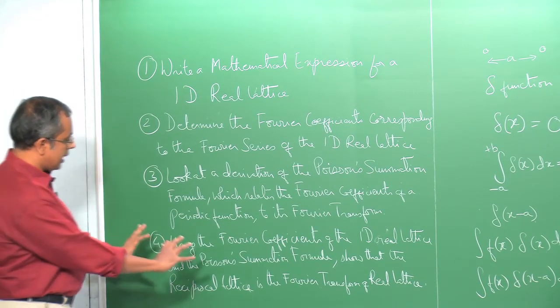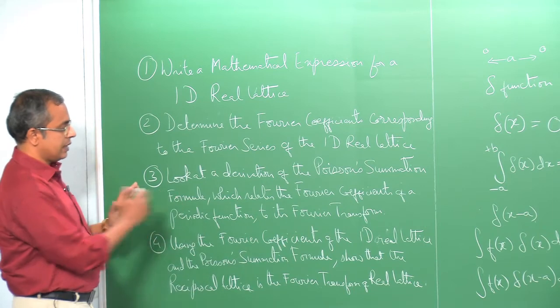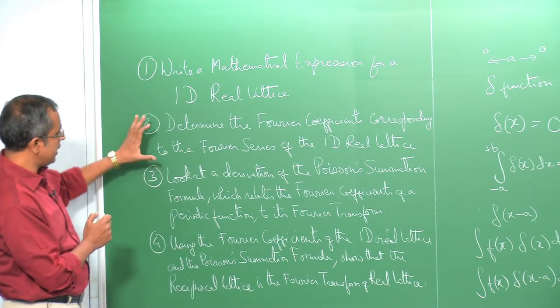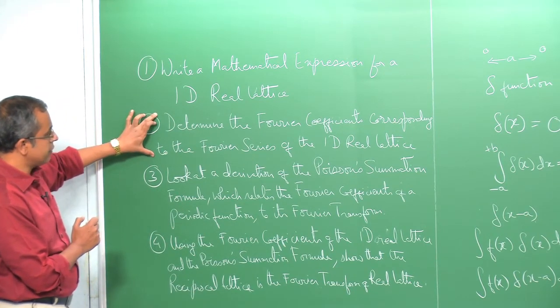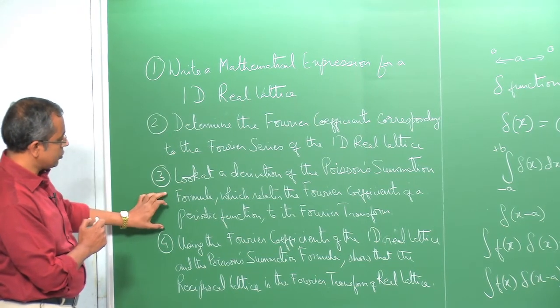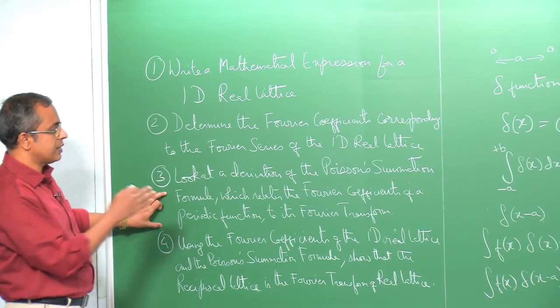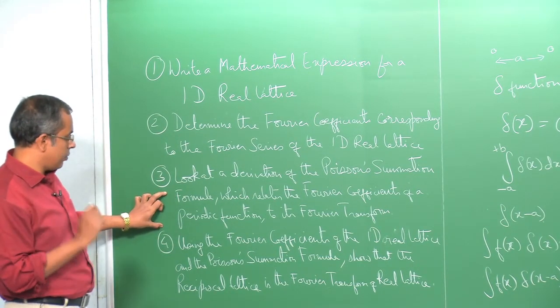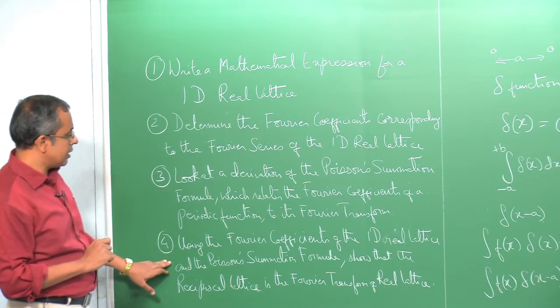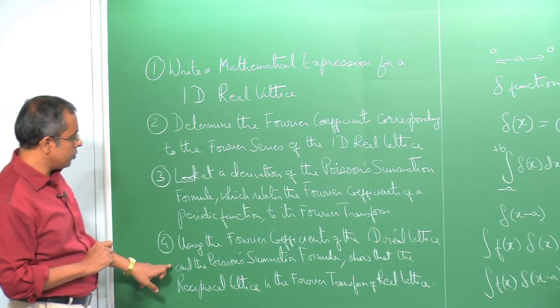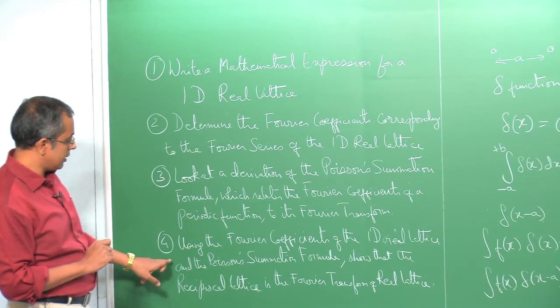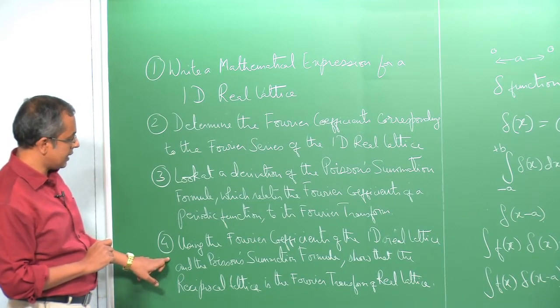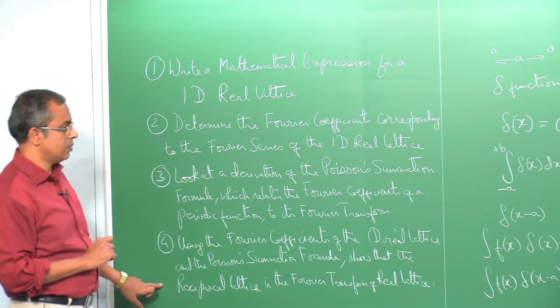In the last step we are simply going to relate the parameters that we have obtained. We have the Fourier coefficients of the 1D real lattice, and we also know how in general the Fourier coefficients relate to the Fourier transform. Okay. So, using that we are going to look at how the Fourier transform of the 1D real lattice represents the reciprocal lattice. Okay.